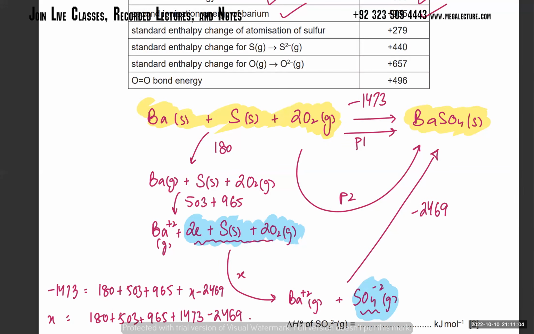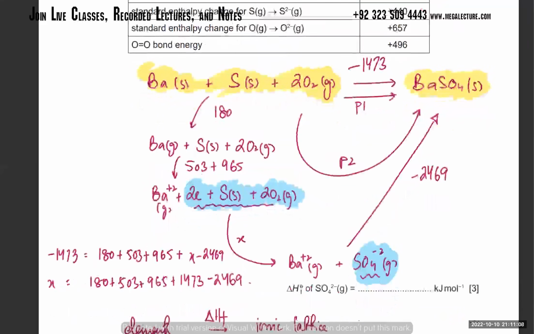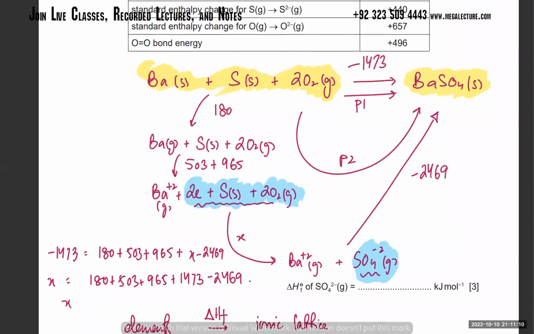652, sir. How much? 652. 6.2? 652, sir. 652, right? Yes, sir. And I hope that's the answer, 652 kilojoules per mole.